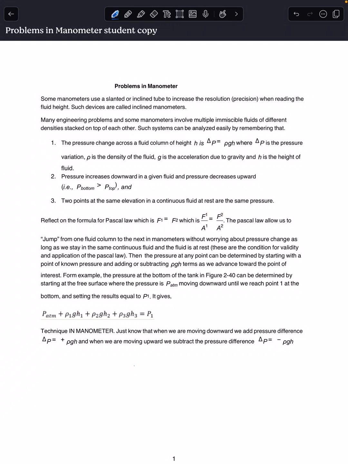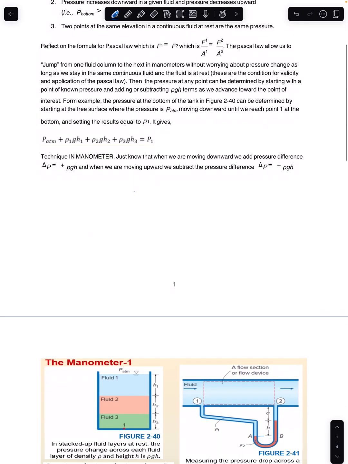Hi everyone, so let us look at a manometer. For a manometer, we have three things to pay attention to.